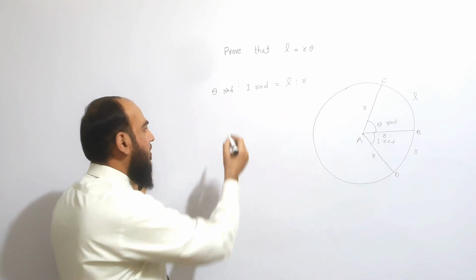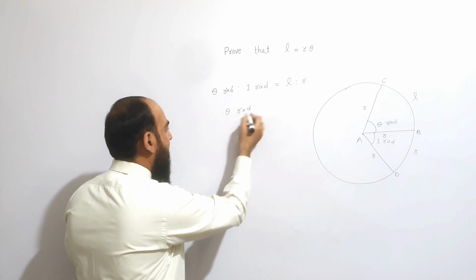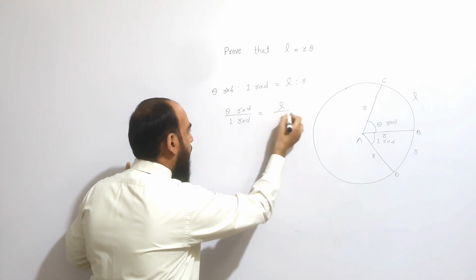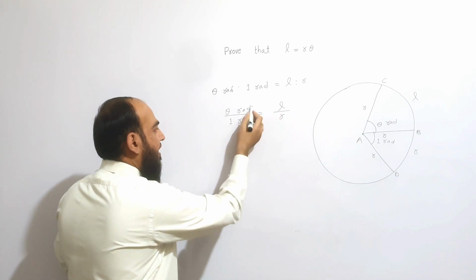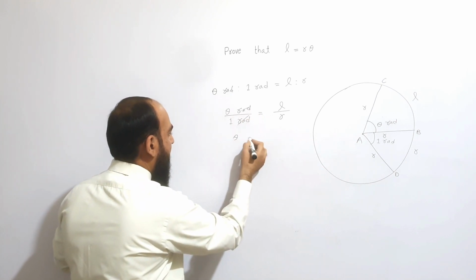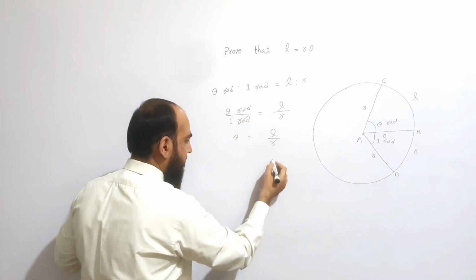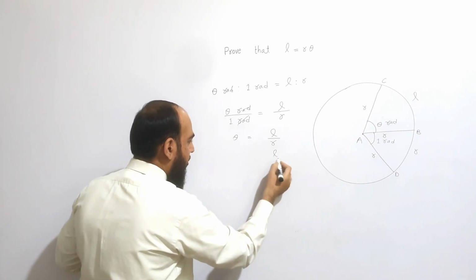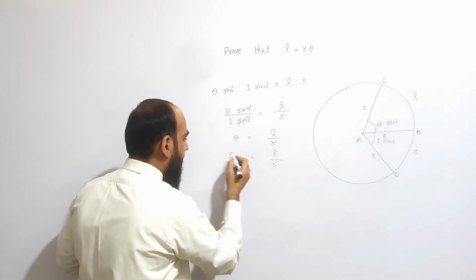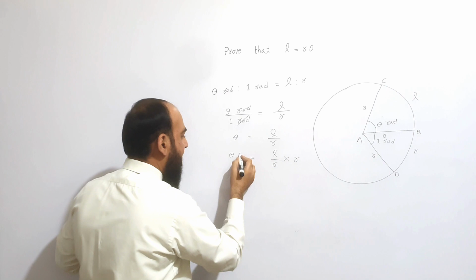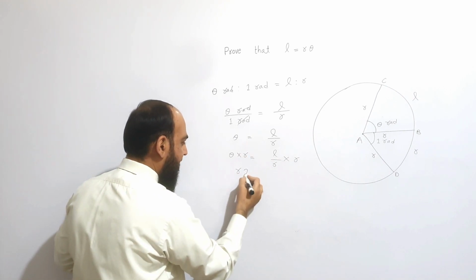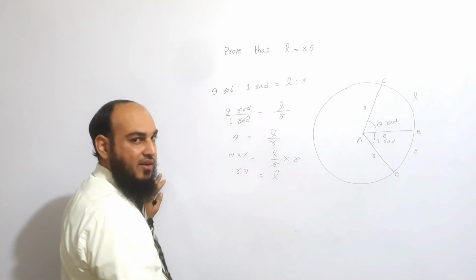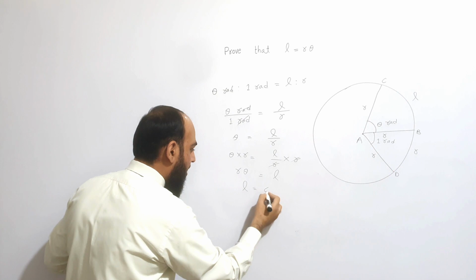And ratio means division. You can write it like this: theta radian divided by 1 radian is equal to L over R. Radian cancels with radian. Theta is equal to L over R. And now L over R is equal to theta. You have to multiply R on both sides. This is R theta, and cancel R with R. L is equal to R theta. You can write it like this: L is equal to R theta.